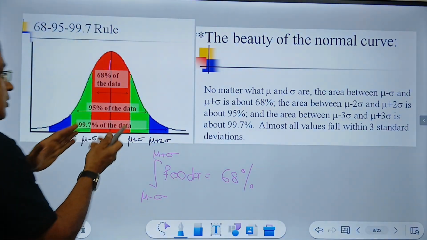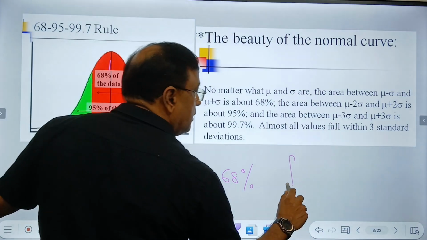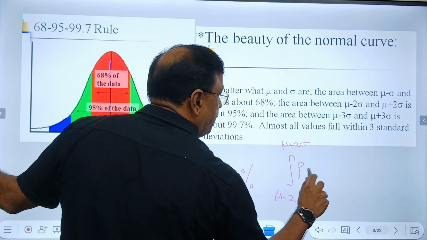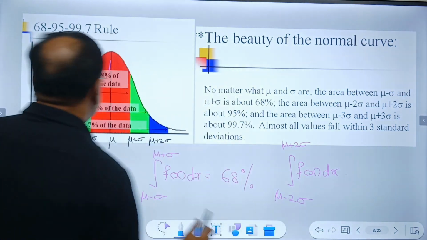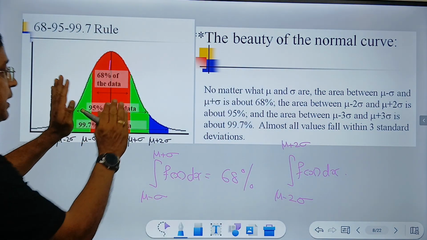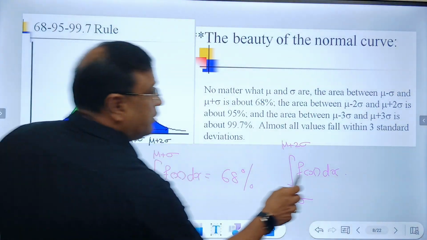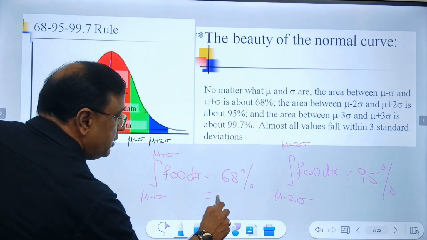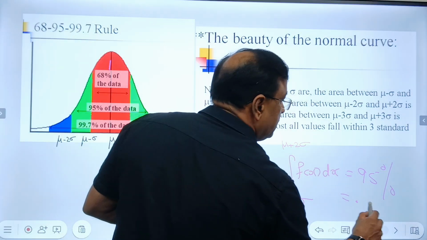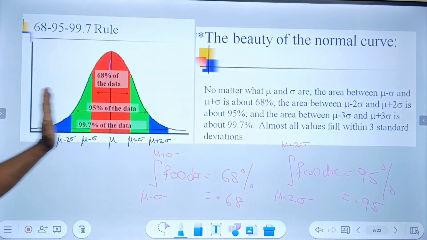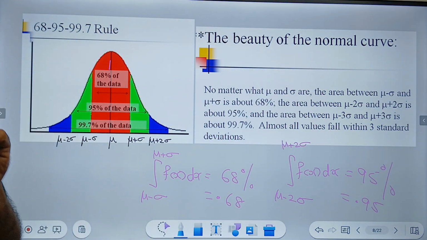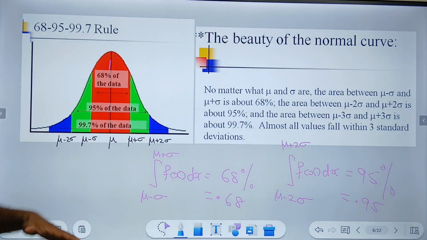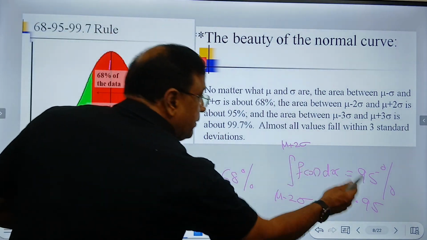Now, if I go a little further, the integral of f of x dx from mu minus 2 sigma to mu plus 2 sigma, that is this blue region plus the green region together, will contribute 95% of the area. Or you can say the probability there is 0.95, and here the probability is 0.68. You know the total probability is 1. For mu minus 2 sigma to mu plus 2 sigma only, the area contribution is 95%.